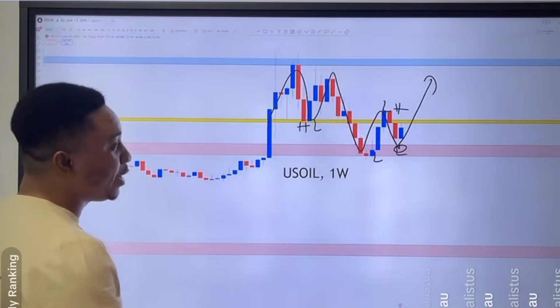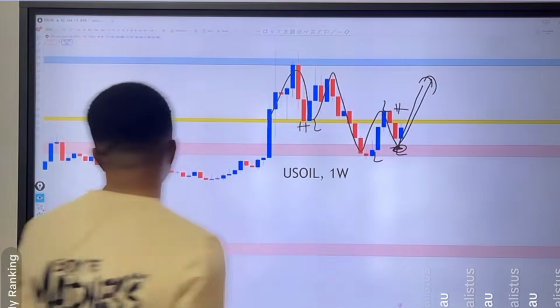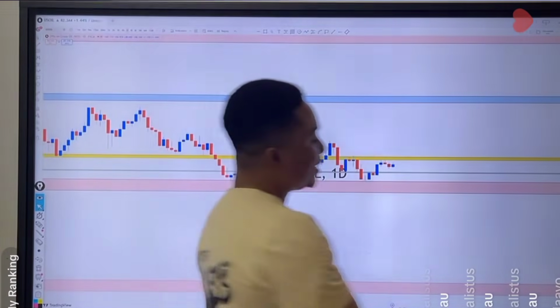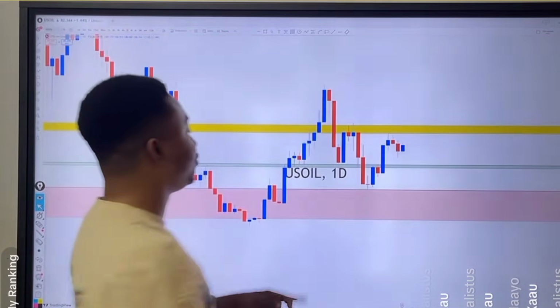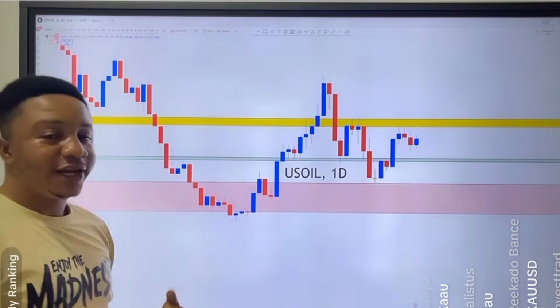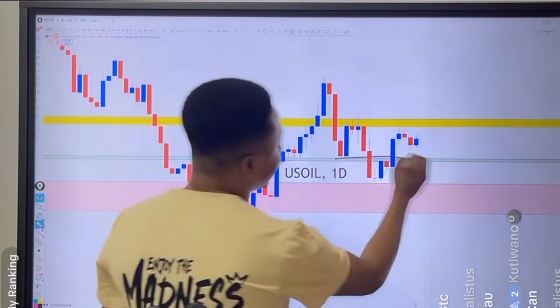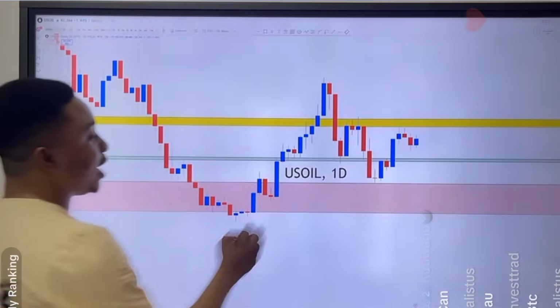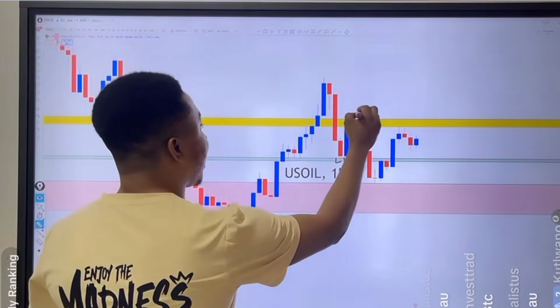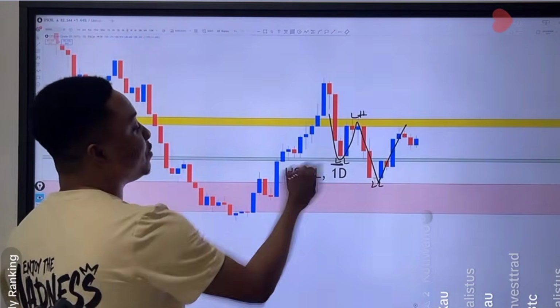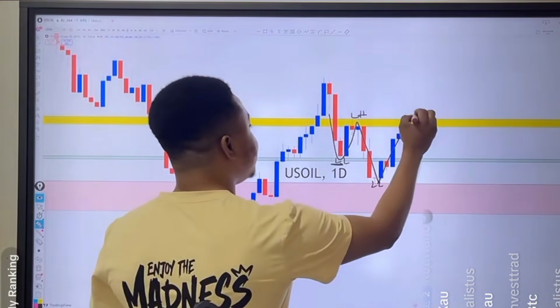And how will we get our buy to the upside? Let's take it further to the daily time frame. This is also the daily time frame of the US oil. Let's look at how price will buy also from the daily. So on the daily, we have the daily mid-range zone. Alright, we have lower low here, lower high, lower low. What happened? Price broke above this one, previous lower low, to give us a higher high.